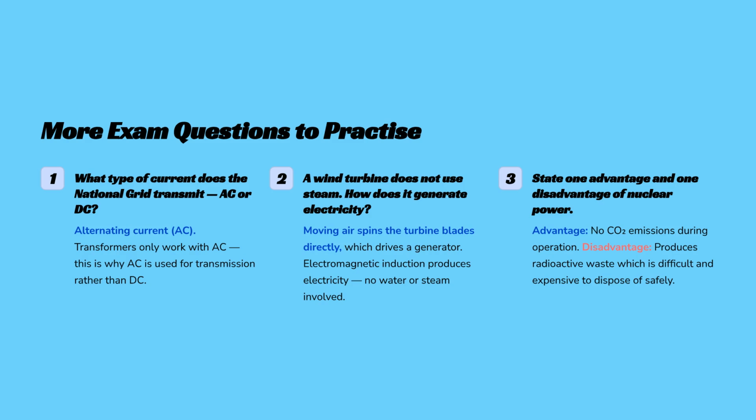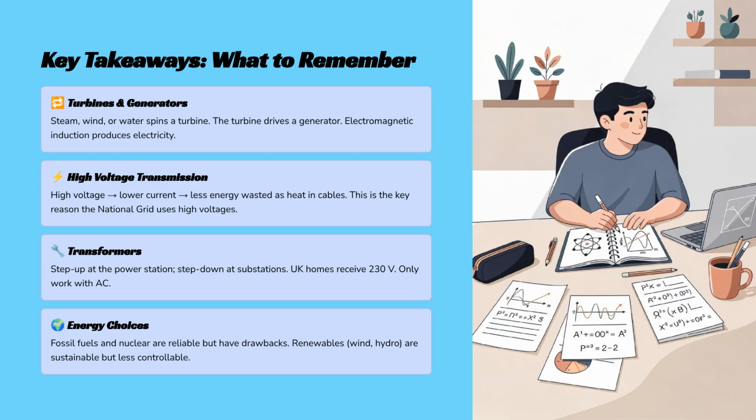Remember that transformers only work with alternating current. Wind power uses direct kinetic energy, and nuclear power provides reliable energy without carbon emissions, though waste management remains a key challenge. To wrap up, remember that turbines drive generators, high voltage transmission minimizes heat loss, transformers adjust voltage levels, and every energy source has unique trade-offs between reliability and sustainability.